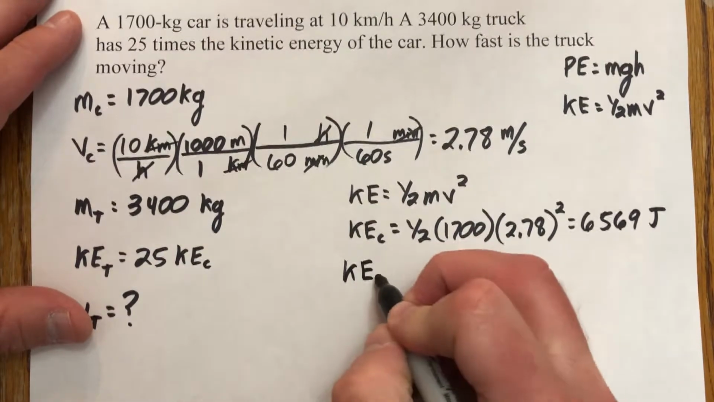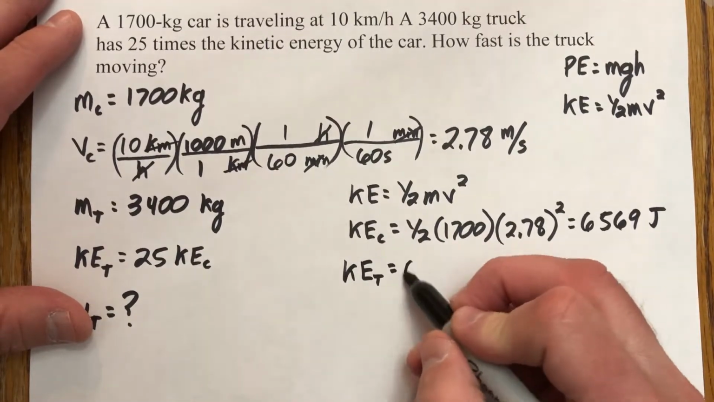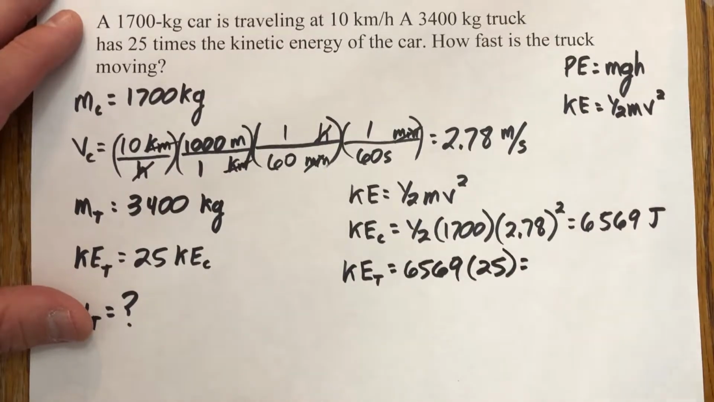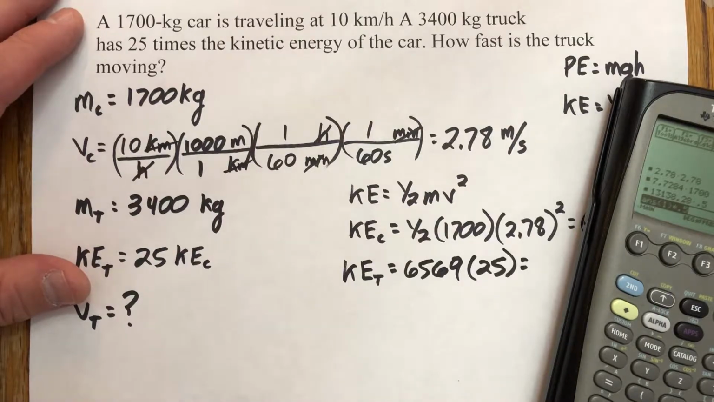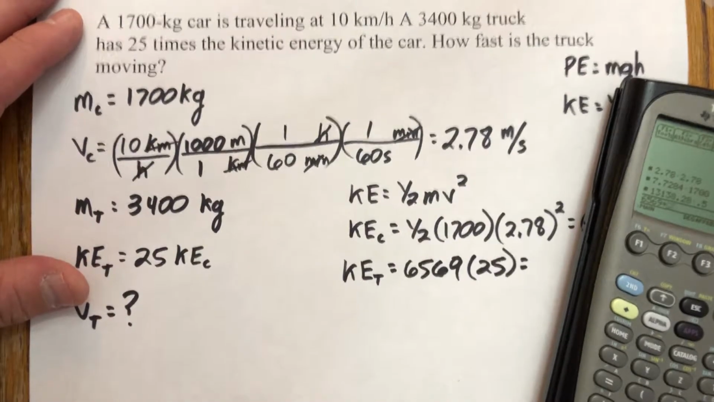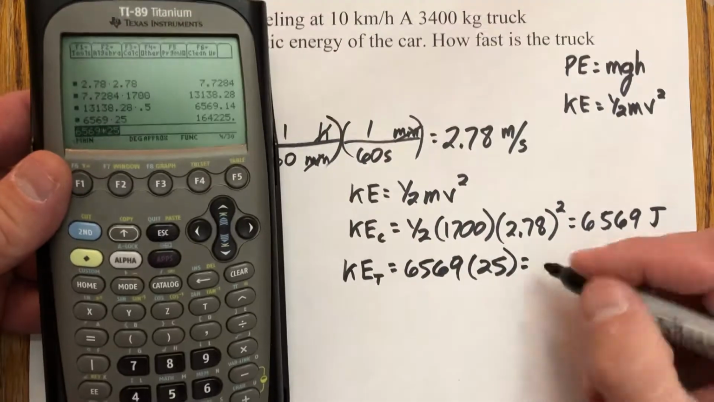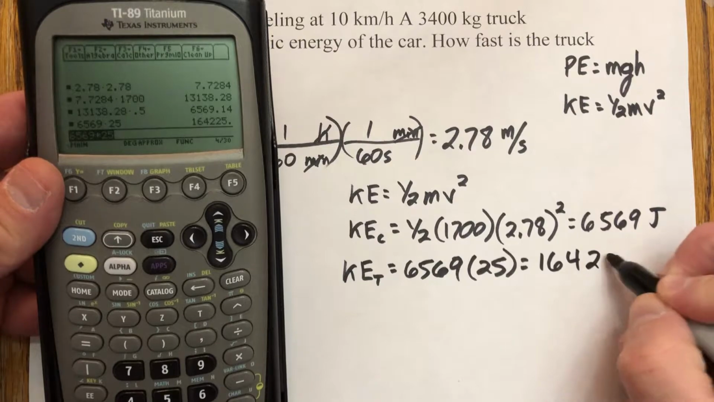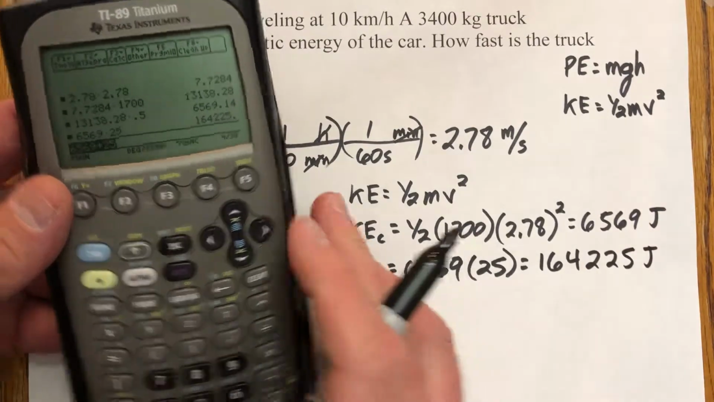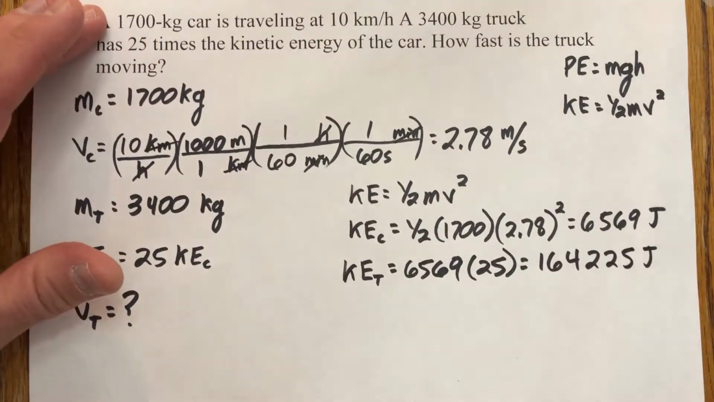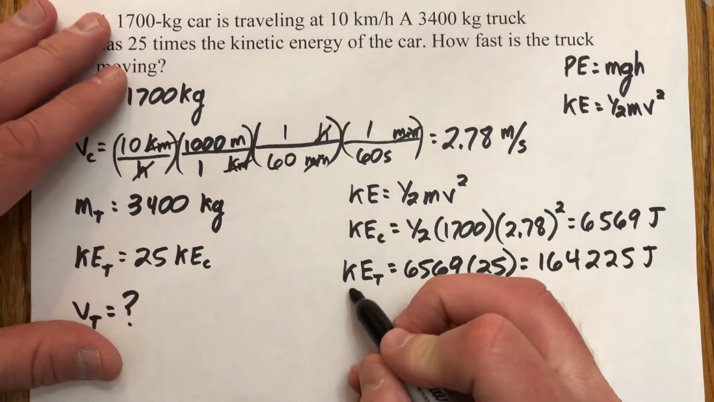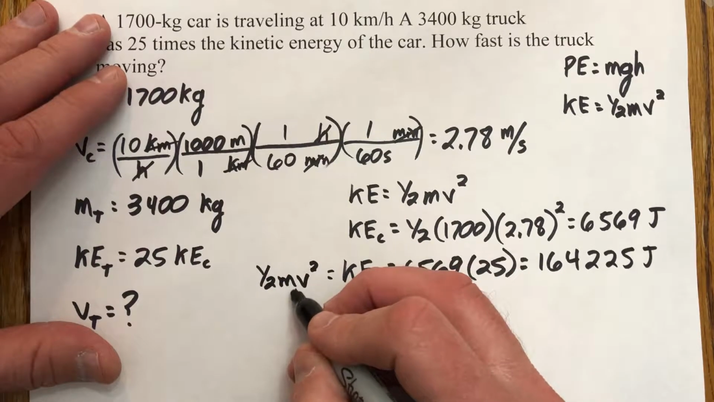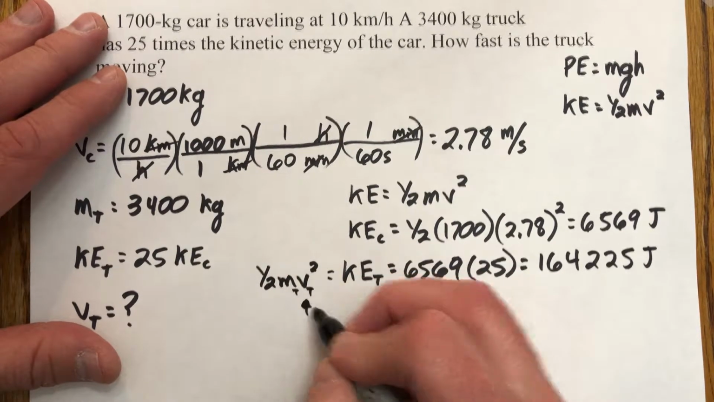So the kinetic energy of the truck equals 6,569 times 25. So 6,569 times 25 equals, I get 164,225 joules. Now I need to figure out the velocity of the truck. So kinetic energy equals 1/2 mv squared. So we just make that the mass of the truck and the velocity of the truck, and then we solve for velocity of the truck.